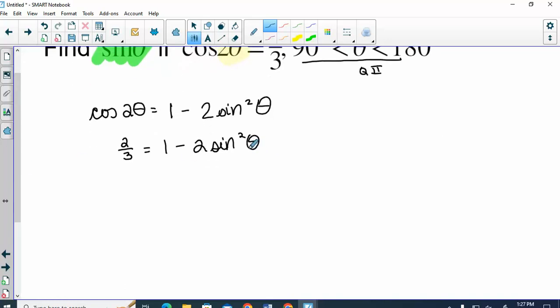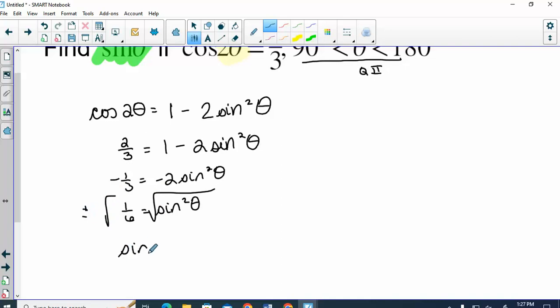So what do we do? Subtract our 1. And then divide by -2. And then square root. Okay. Square root says plus or minus. We have to figure out which one.